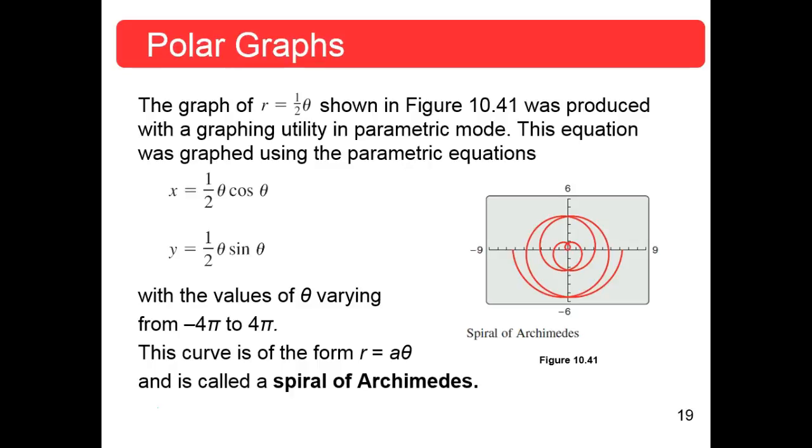This figure here, 10.1, is the graph of r is equal to 1/2 theta. Okay? It was produced with a graphing utility in parametric mode. The equation was graphed using these parametric equations. X is equal to 1/2 theta cosine theta, and y is equal to 1/2 theta sine theta. Now, where do you reckon they got those?